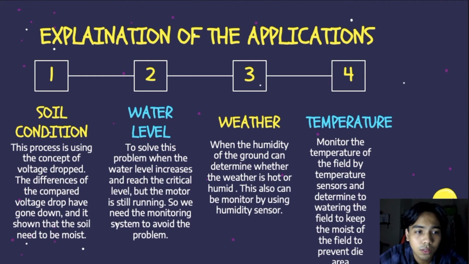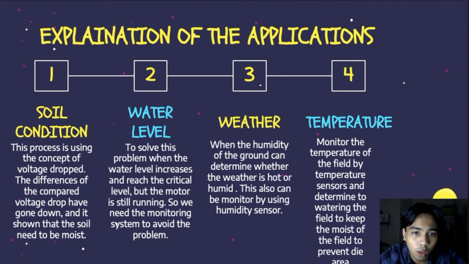This process is using the concept of voltage drop. When the voltage drop goes down, it shows that the soil needs to be moist. After that, water level. To solve this problem, when the water level increases and reaches the critical level but the motor is still running, we need the monitoring system to avoid the problem.